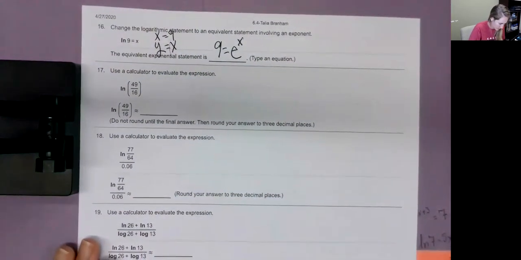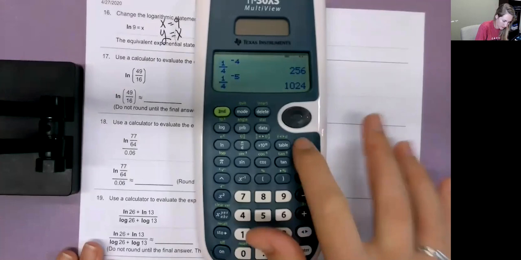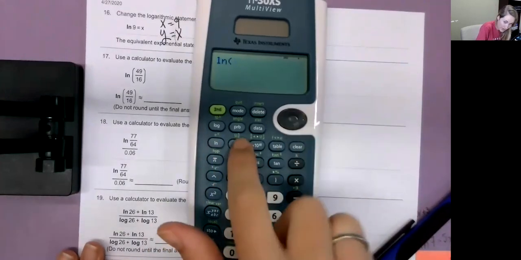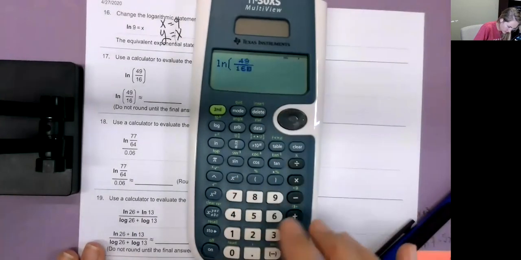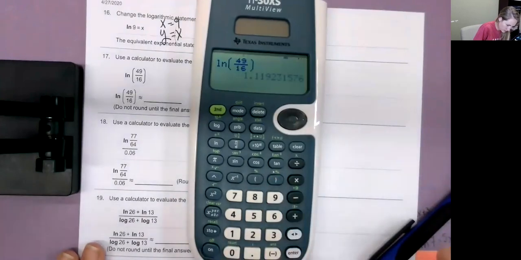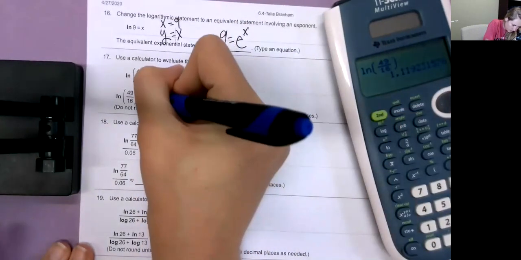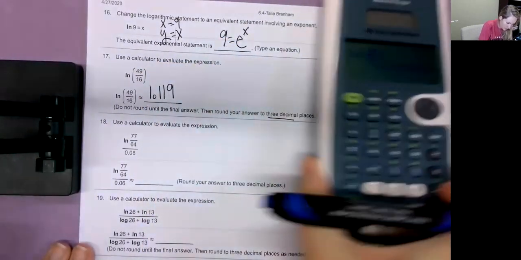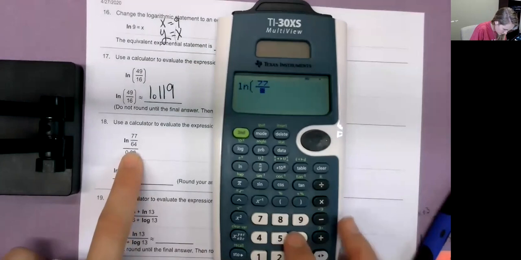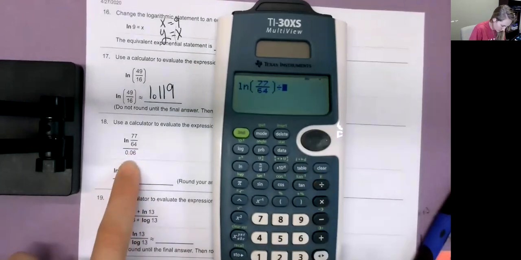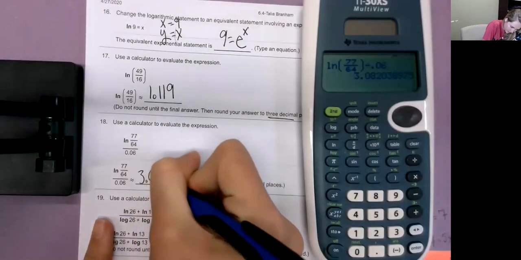Wait, on these you're supposed to use your calculator. Clear, we have natural log, fraction, because it's 49 over 16, close up parenthesis, and then once you round to the first 3 decimals, 1.119. On this one, we got to break this into 2 steps, so we have natural log of 77 over 64, and then we're going to divide by 0.06. So 3.082.